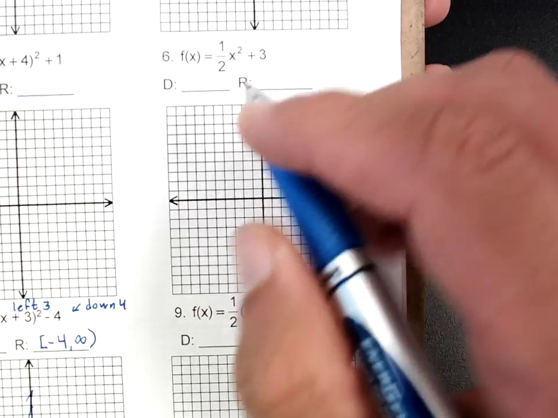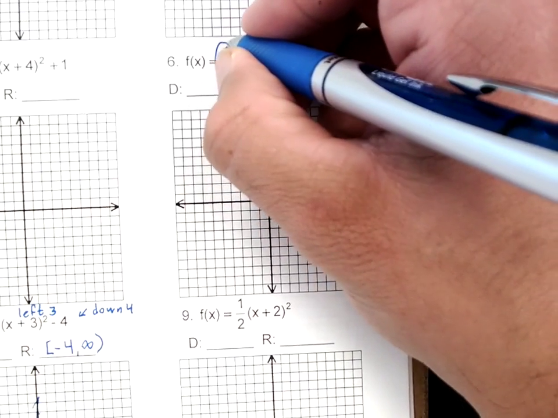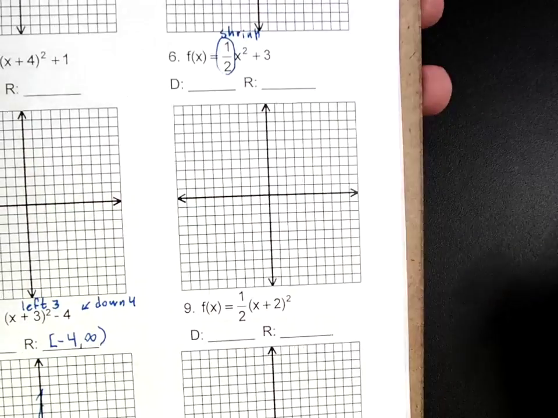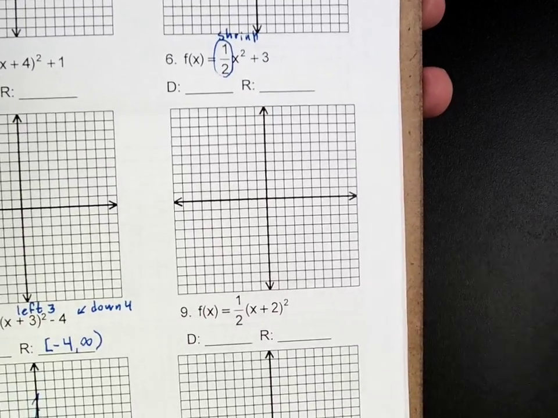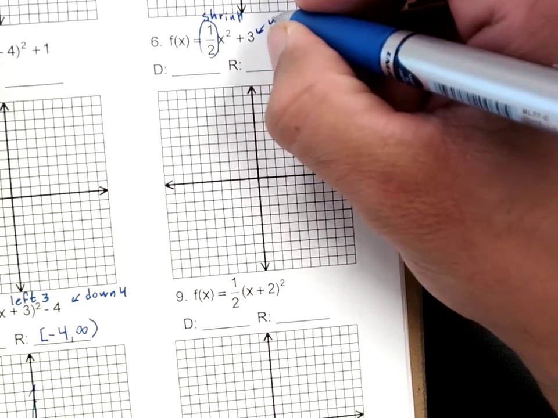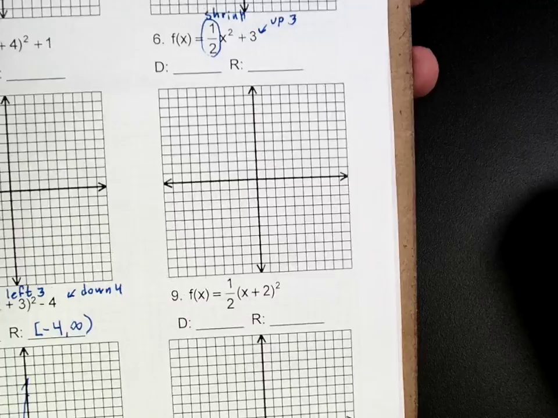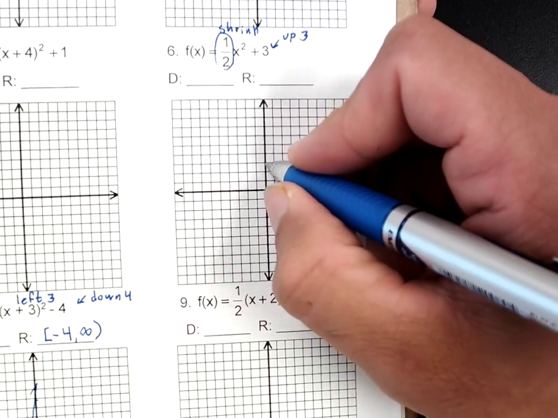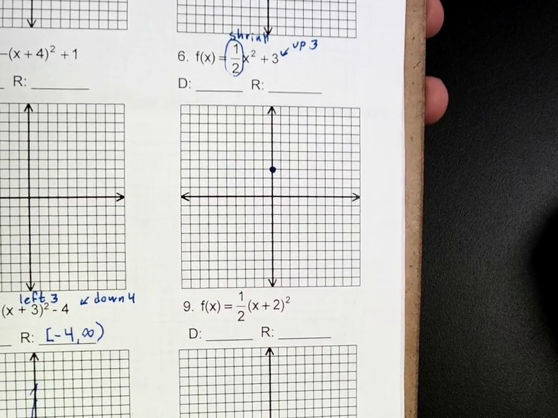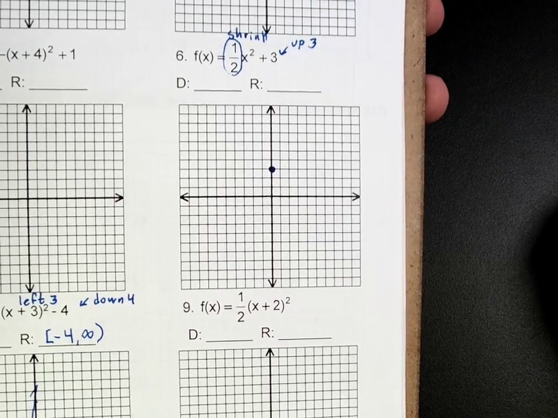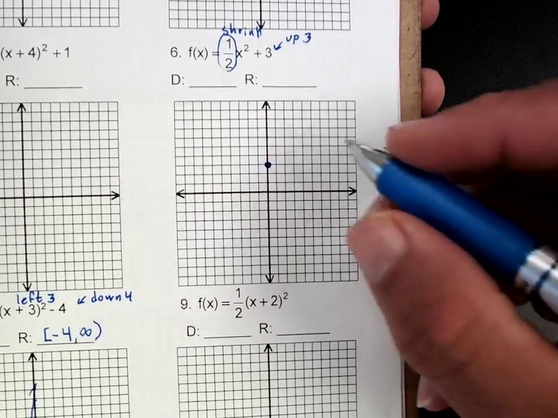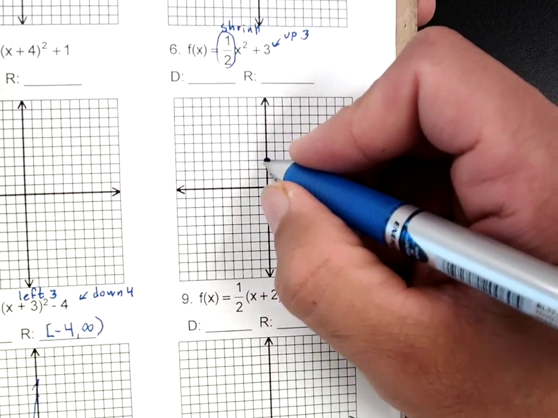On number 6, remember that 1/2 right here, that's a shrink. It's only a shrink because 1/2 is less than 1. If that number is less than 1, it's going to get shorter. You might not even need to know that. Then up 3. Am I moving left or right? I'm not moving left or right, so I'm going to just start right there. The points that I'm going to follow are exactly the same points that I had in the notes. Normally I would have over 1 up 1. Now I'm going to have over 1 up 1/2.